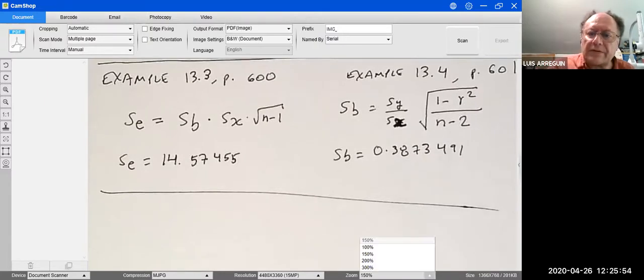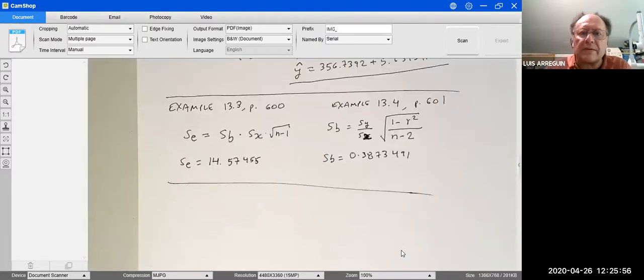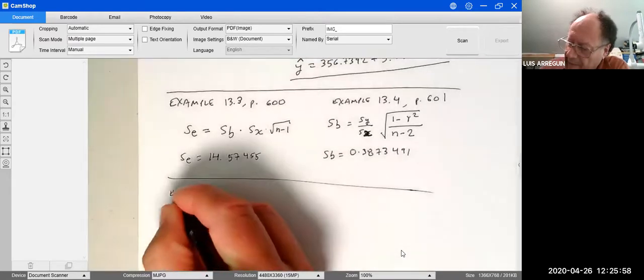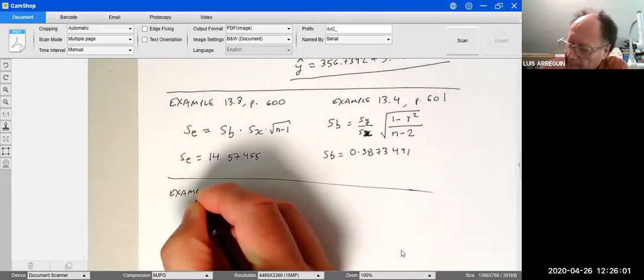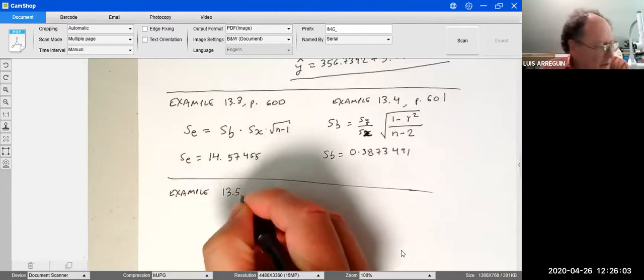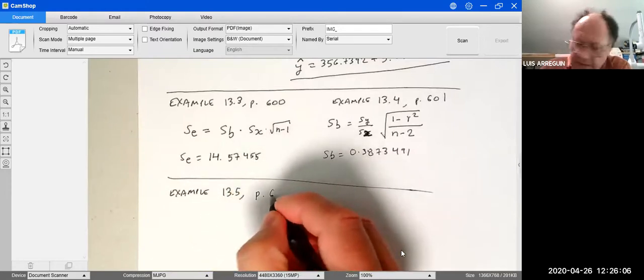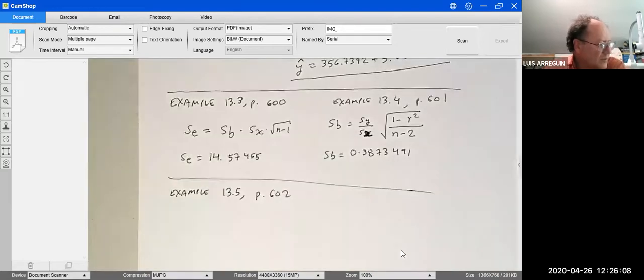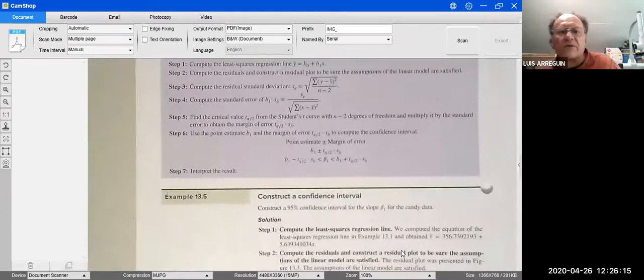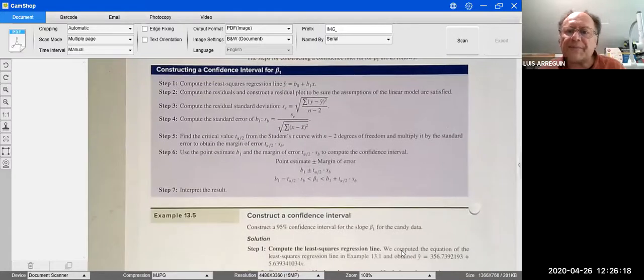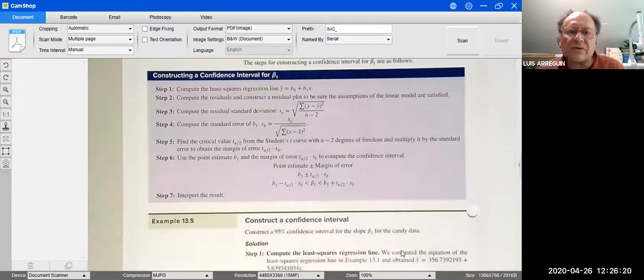Let me just go back here. So I'm going to write now example 13.5 on page 602. This example is going to be about constructing a confidence interval. We're going to construct a 95% confidence interval for the slope beta 1 for the candidate data. So we're going to use the same table.